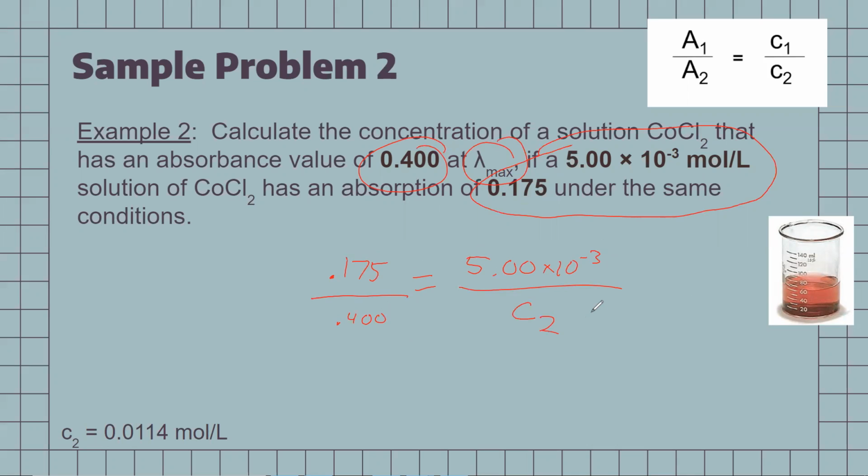So if you do cross multiplication, you can easily solve for that value, which should turn out to be that value down there, 0.0114 moles per liter. If you don't know how to solve a proportion, feel free to talk to me about it. I'm happy to walk you through it.